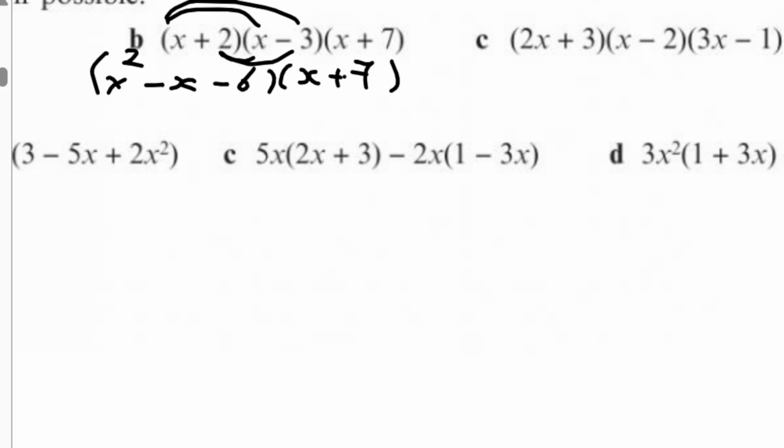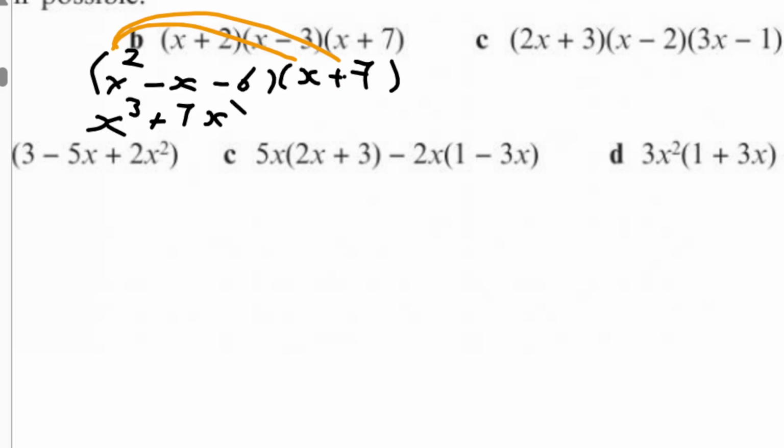Now how do we do this nice question here? Oh, there are a lot of lines. Let me just erase them. Now, this time this, and this time that. So x squared times x is x cubed. x squared times 7 is 7x squared. We finished with the x squared.